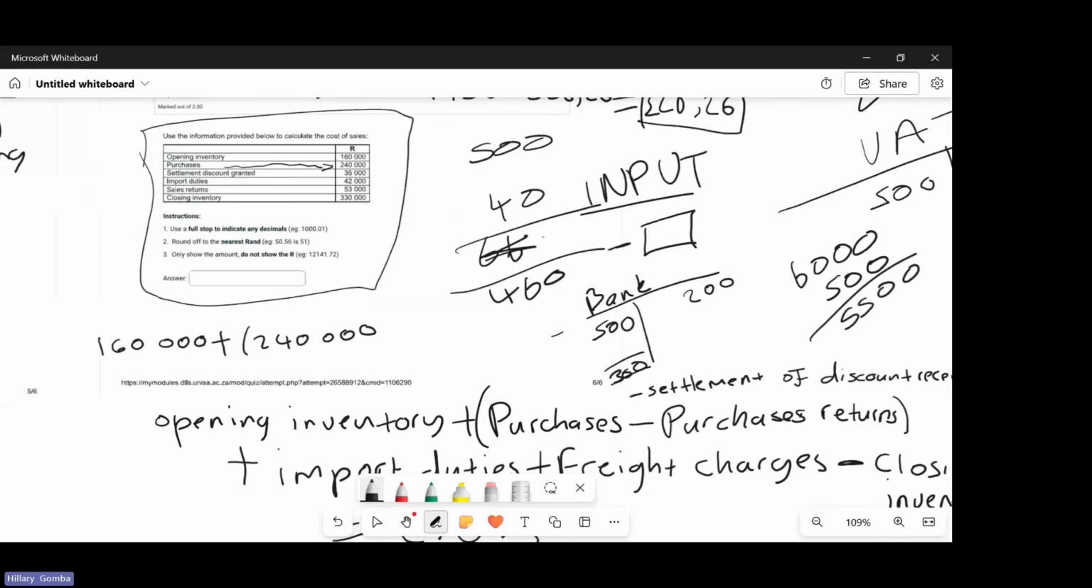So you say 160,000 plus your 240,000, and then we also see that we have import duties. You add it as well, plus 42,000. And then we have nothing else but closing inventory. Then you less the closing inventory, which is 330,000. And then when you account for these transactions, you get your cost of sales. So it's 160,000 plus 240,000 plus 42,000 minus 330,000. It will give you the cost of sales of this transaction. How much do you get?